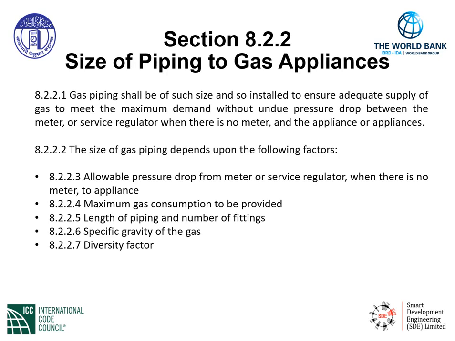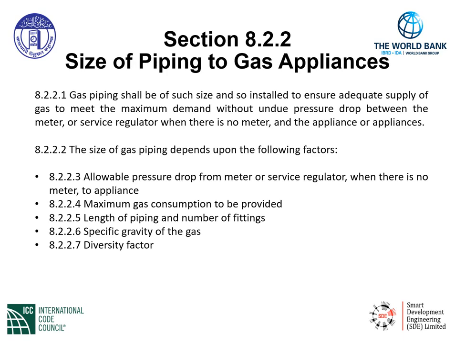Section 8.2.2.2 tells us a little bit more about the factors that need to be considered here. It indicates the following. The size of gas piping depends upon the following factors. Factor number 1 is given to us in 8.2.2.3. Allowable pressure drop from meter or service regulator when there is no meter to appliance.